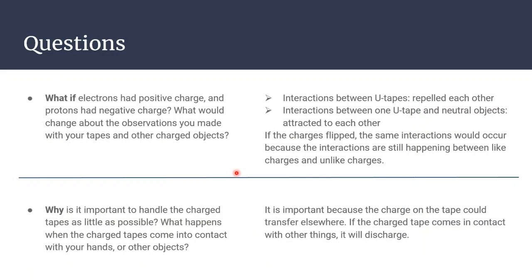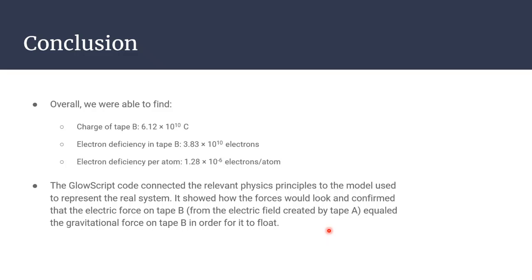So what if the electrons had a positive charge and the protons had a negative charge? Well, if the charges flipped, the same interactions would occur because the interactions are still happening between like charges and unlike charges, regardless of whether it was proton or electron. Also, why is it important to handle the charges on the tapes as little as possible? That's because the charge on the tape could transfer elsewhere. If the charged tape comes in contact with other things, it could discharge and then not exert electric force.